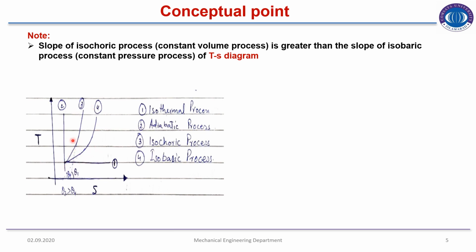Usually you may be given a TS diagram and asked to write the name of certain processes. So 1 and 2 are easy, because 1 is isothermal, a straight line parallel to the x-axis in which temperature is constant, and 2 is also very easy, that is the reversible adiabatic process in which entropy is constant. So it is a straight line parallel to the y-axis in which entropy will remain constant.